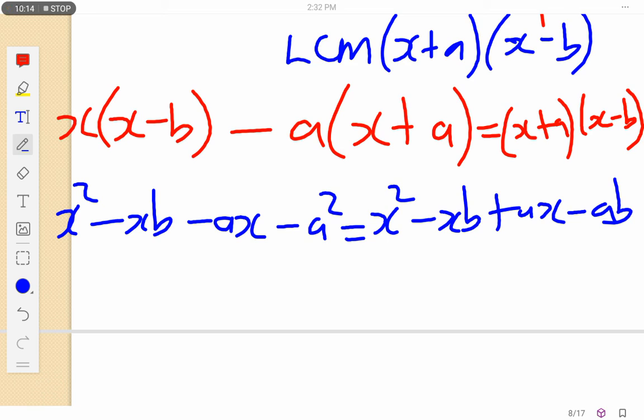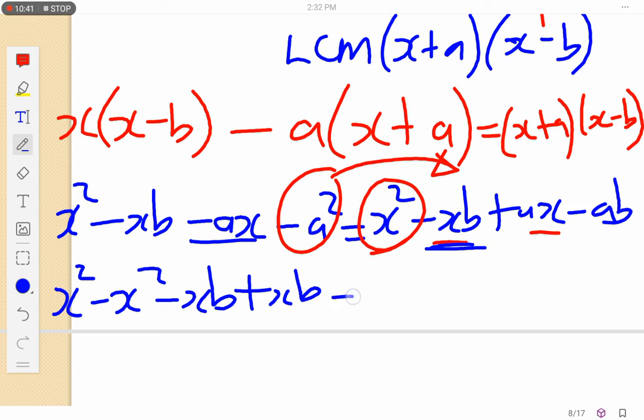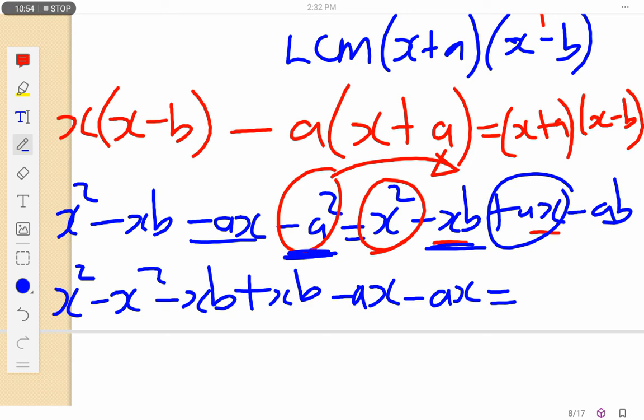Let's take the x's on their side. I have got x squared minus x squared. I'm taking these x's this side, and I can even take this a this side. Then I've got minus xb, and this xb there becomes plus xb. Then I've got minus ax, and with this one it becomes minus ax. This is equal to, taking minus a squared to the right, it becomes a squared, then we have got minus ab. That was long.